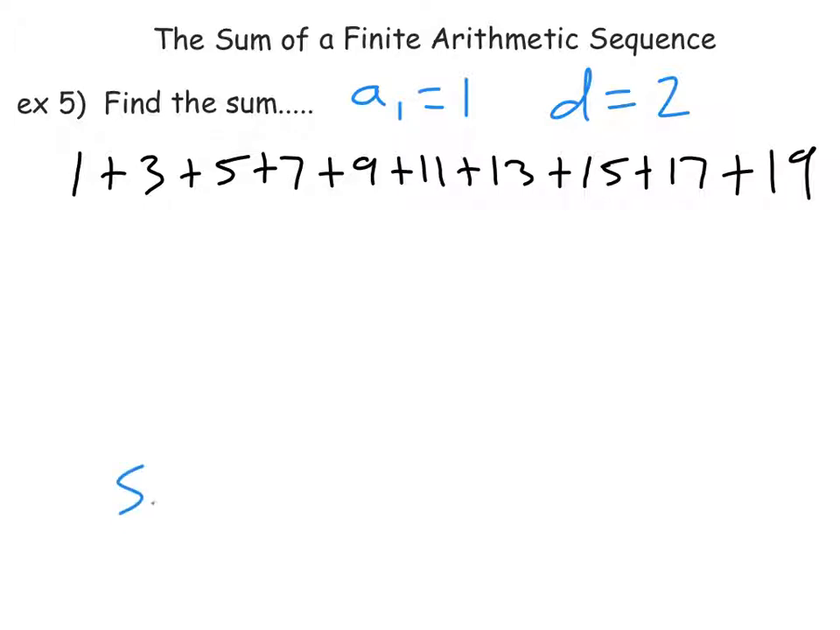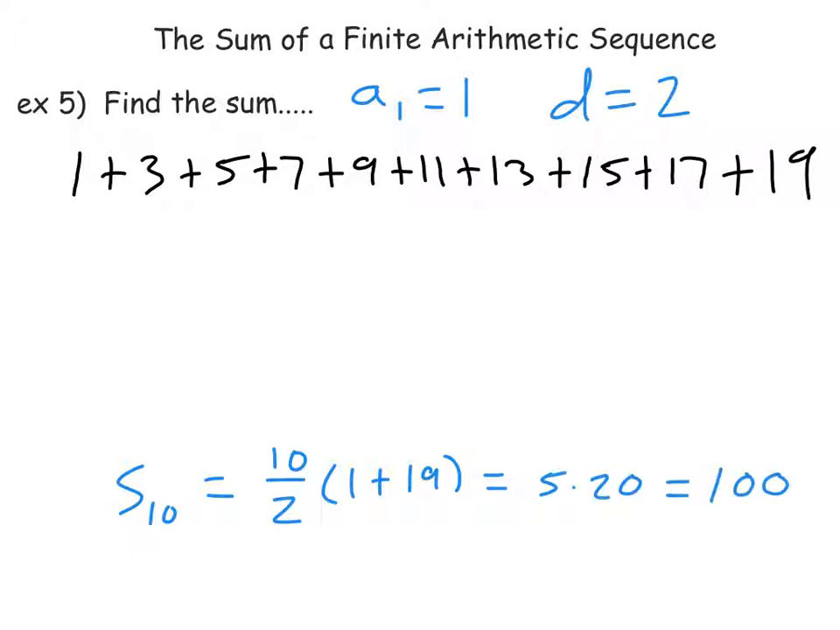Once I identify that, I'd see we're talking about 10 terms. So I'd have 10 over 2 times the first term in my sum, which is 1, plus the last one, which is 19. That simplifies to 5 times 20. Those 10 numbers add up to 100. Okay?